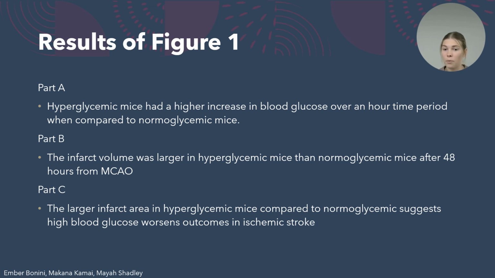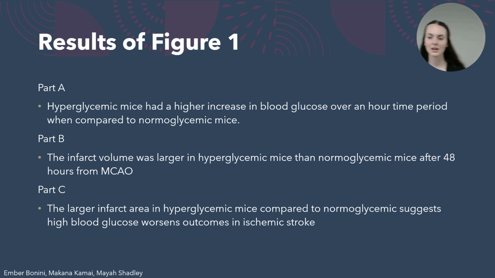Now we have Makana with part B. Hello. As stated earlier, part B did show that elevated blood glucose levels negatively affect the extent of brain damage following ischemic stroke, and that hyperglycemia does exacerbate the consequences of stroke, causing larger areas of the brain to be damaged due to the hyperglycemia.